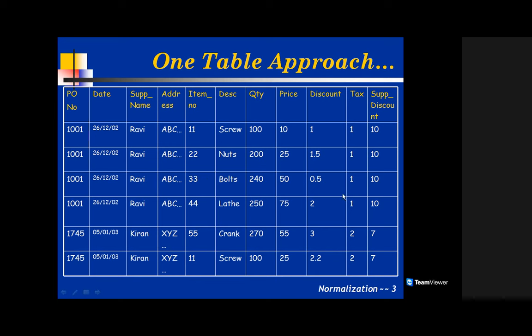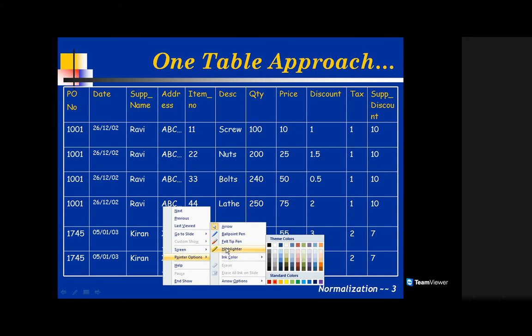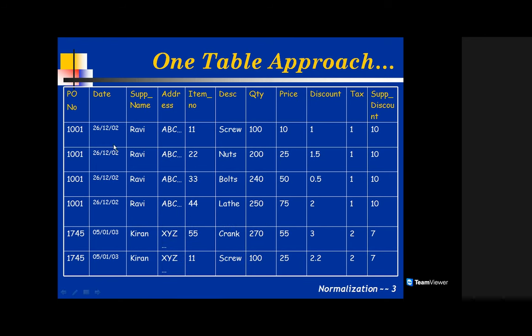Now, if I have the data in a single table, are there any issues you are finding within the table? The answer is yes. There are lots of issues over there. What are the issues? You can understand that the date is unnecessarily repeated here. This column is completely repeated, and the supplier name column is completely repeated.